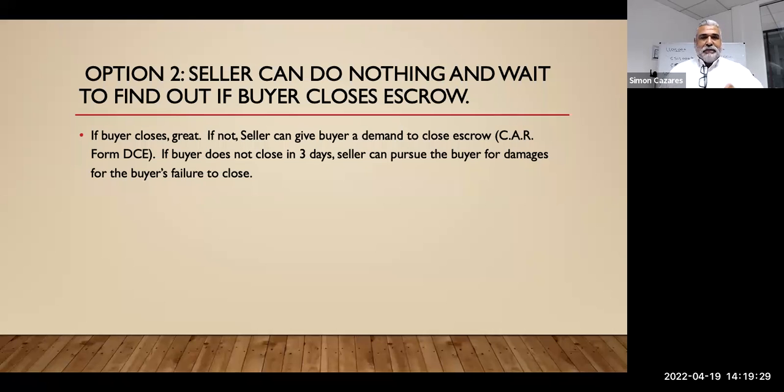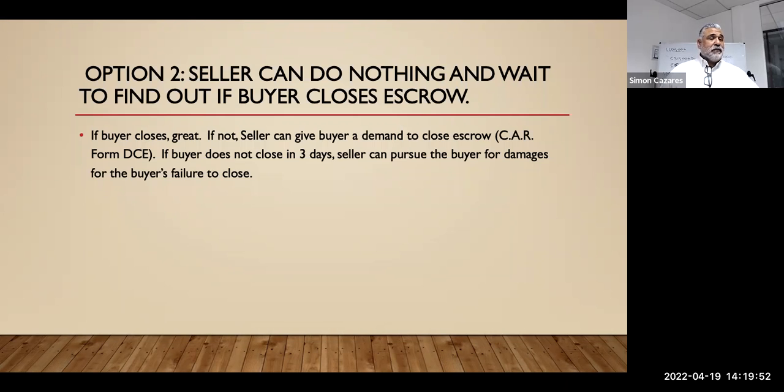If your clients, and I mean the buyers, know that they're not going to be available to wire or deposit the money within 48 hours, first and foremost, you need to let your agent know. They need to let you know, hey, Simon, I don't know if I'm going to be able to meet that deadline of 48 hours.